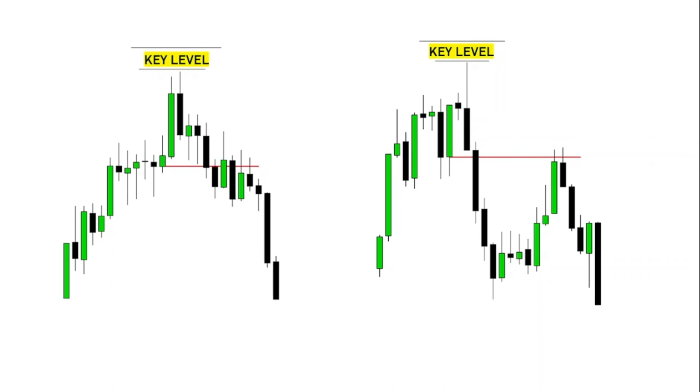Then, for a bearish change in state of delivery, once we hit a key level, we want to see price closing below the opening price of a series of up candlesticks. Once it closes below, then we have a bearish change in state of delivery, and we can start to seek lower prices. Even if it's a single candlestick right over there, once we close below it, we have a bearish change in state of delivery, and therefore we can start to look for sell positions.